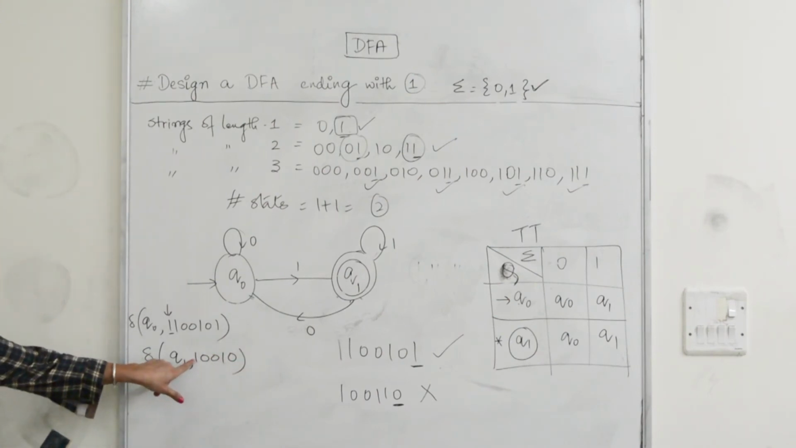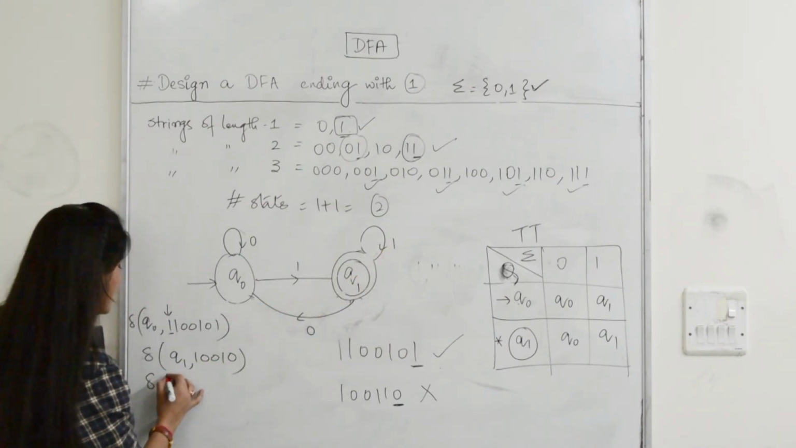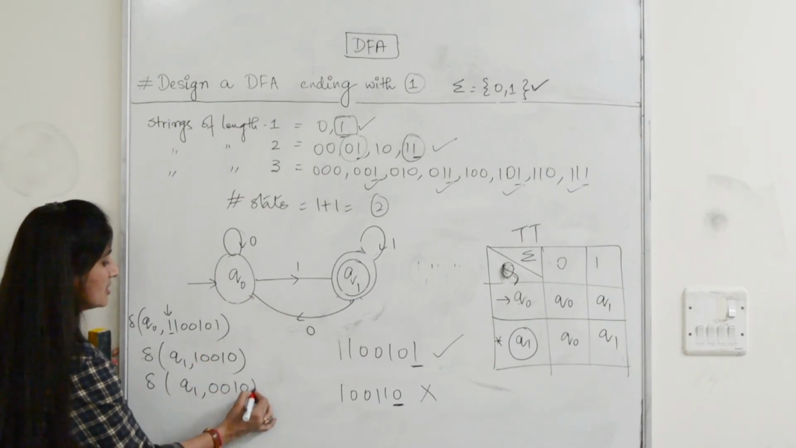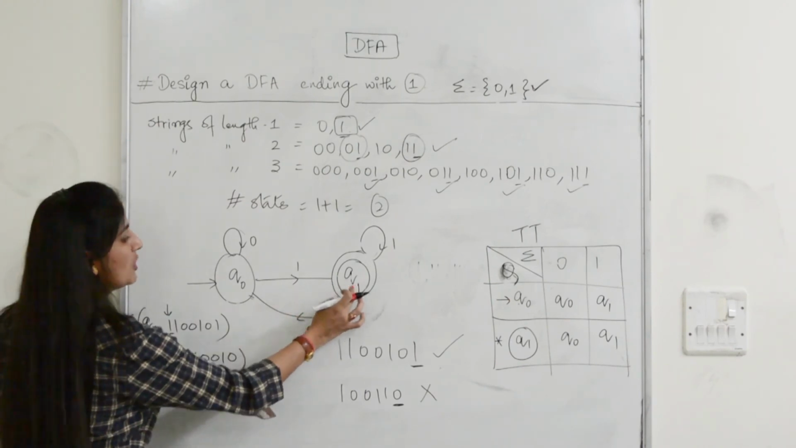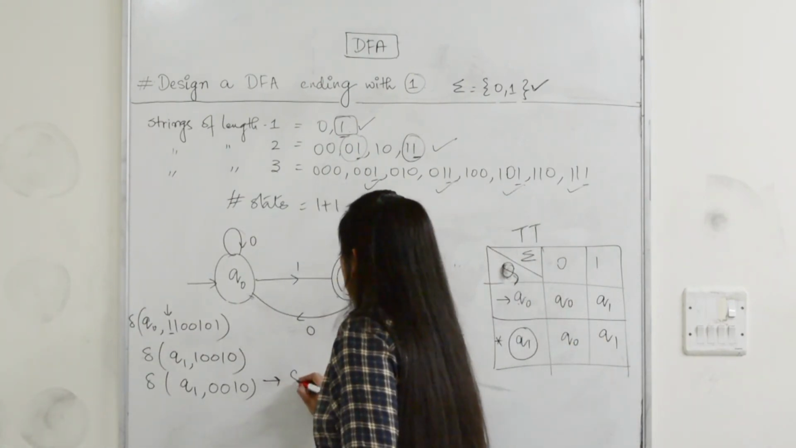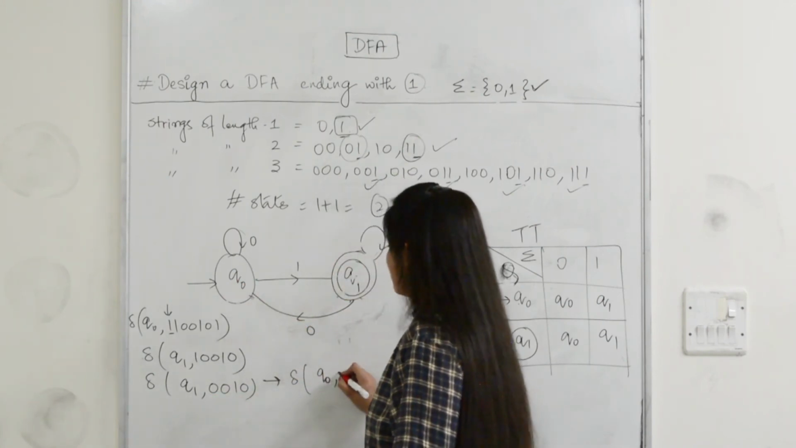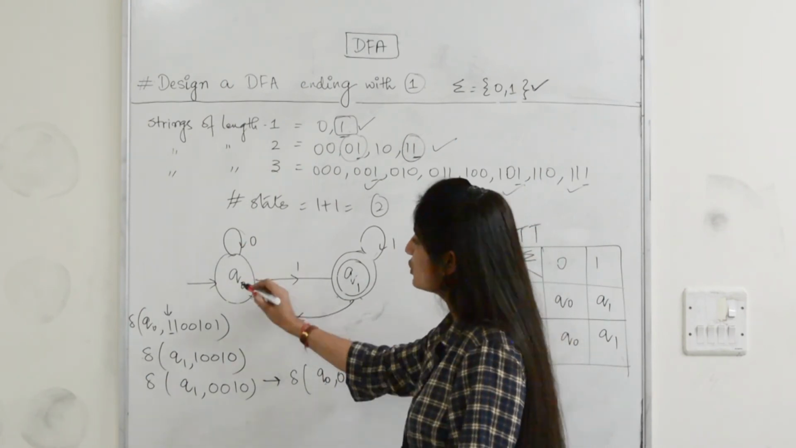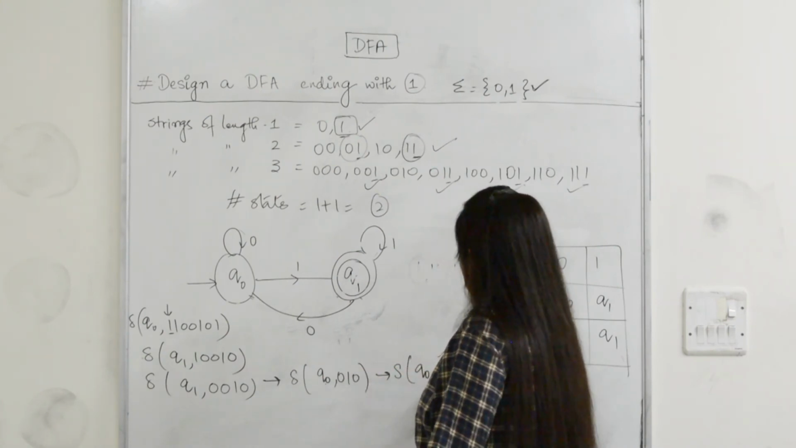Now again on Q1 when I process 1, it reaches Q1. So again I am on state Q1, but I have processed this one, so I am left with 0, 0, 1, 0. Then again on this Q1 I have to process the 0. Q1 on 0 will reach Q0. I have processed the 0 and I am left with 0, 1, 0. Again Q0 on 0 will reach Q0. So it will be Q0 and I am left with only 1, 0.